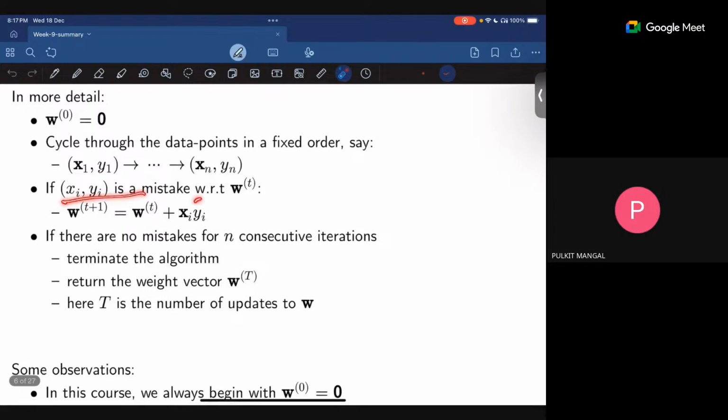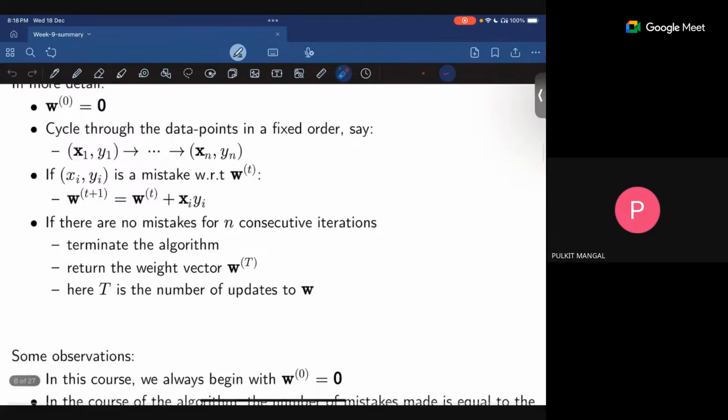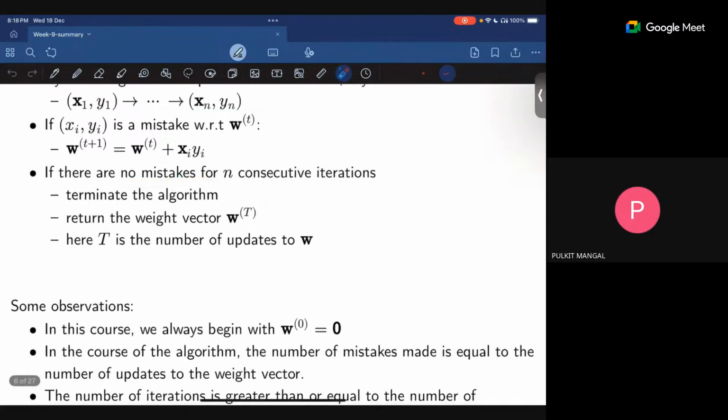Now, if xi is a mistake, the update rule is just the data point times the label added to the weight vector for which it is making a mistake, and the new weight vector is used for further classification. And if no mistakes are made by the weight vector for n consecutive iterations, that is, all the points are correctly classified with the current weight vector, then your algorithm terminates and you get the weight vector which perfectly separates the two classes.